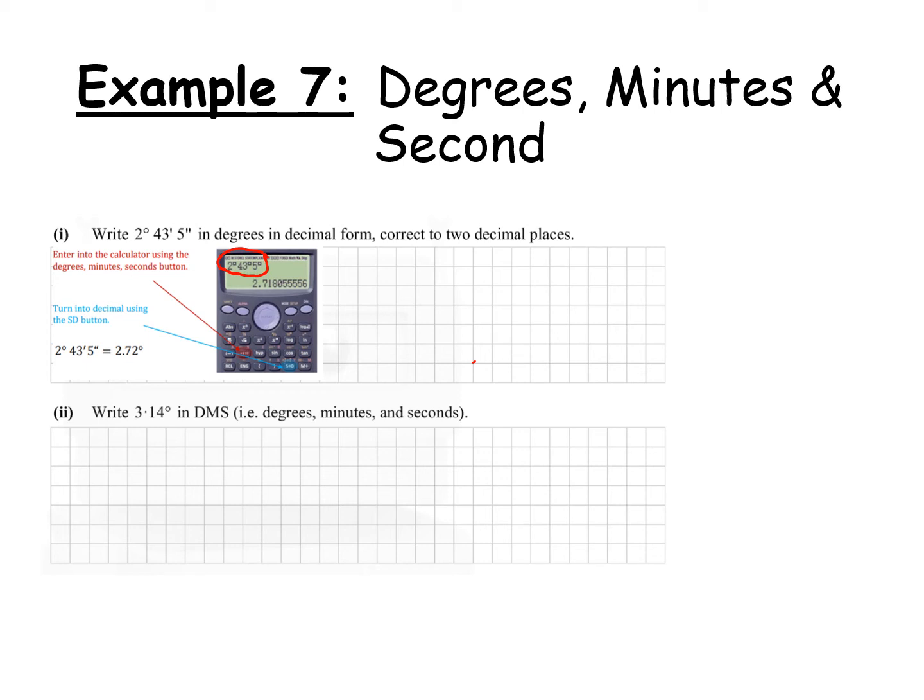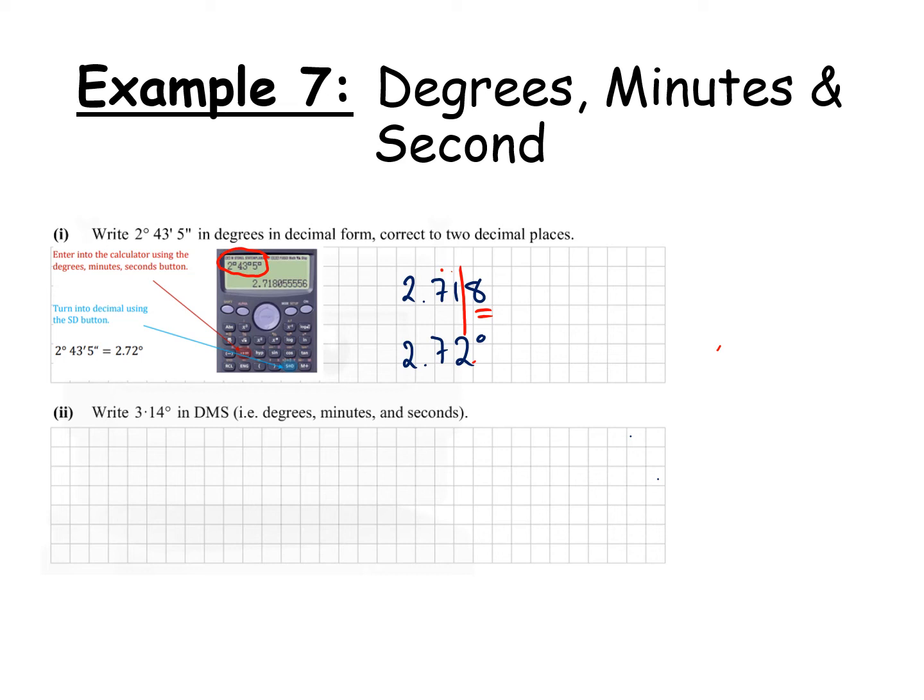Here we have 2.718. To 2 decimal places, 1, 2, and then the next number is 8, so we're going to round up: 2.72 degrees. So the next part is asking us to work backwards.